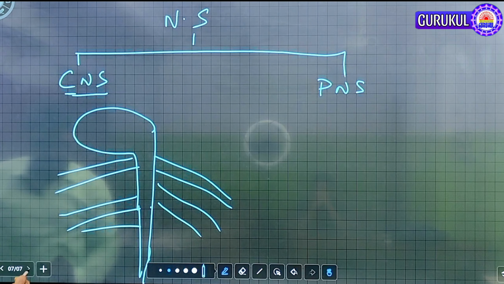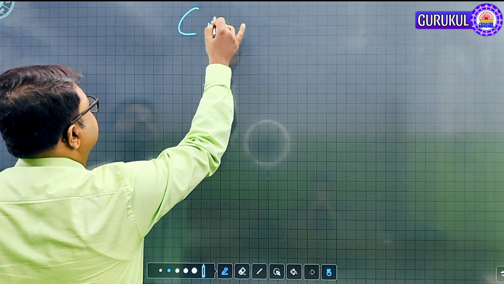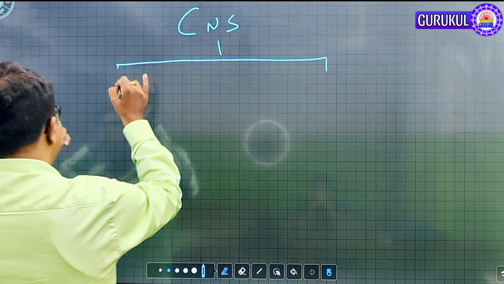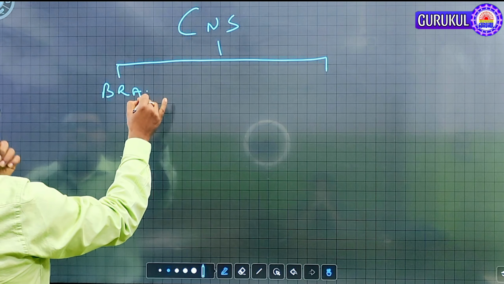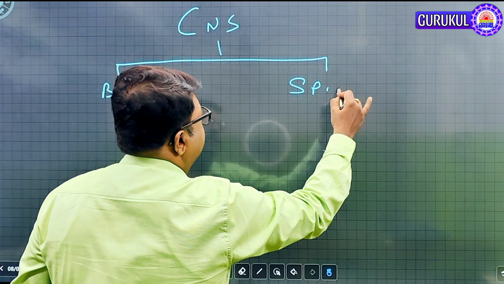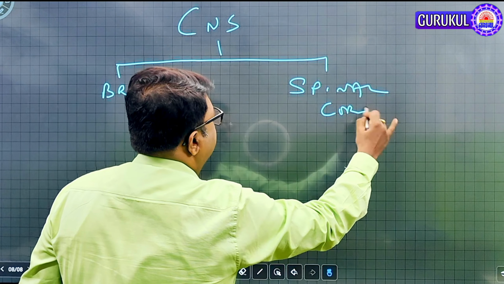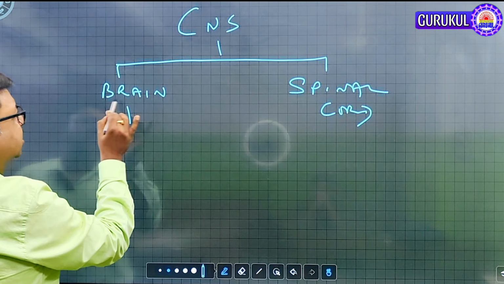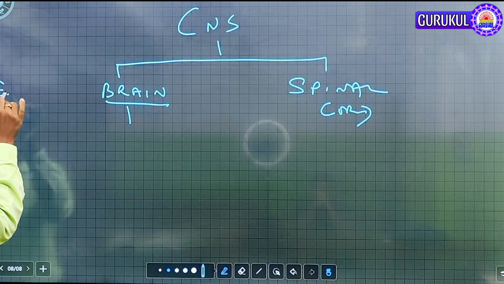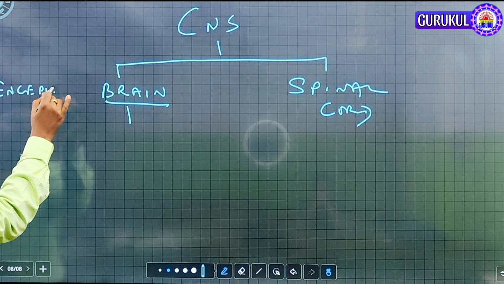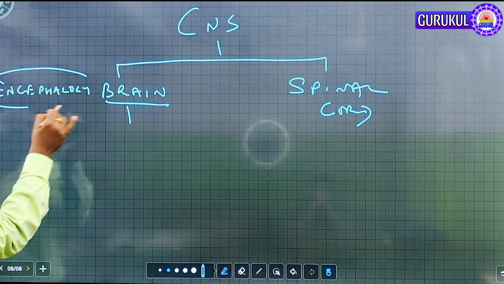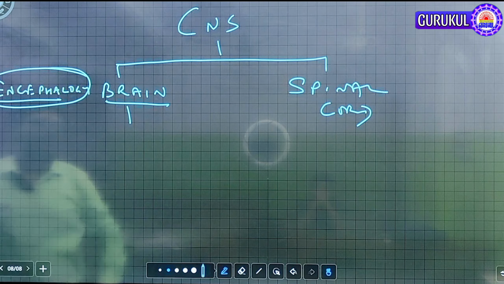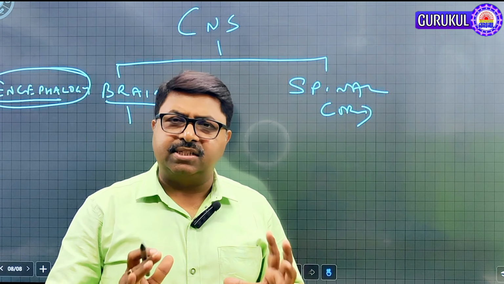Let us start with the central nervous system. Normally we can classify it into two: brain and spinal cord. Now, when we talk about the brain, the study of the brain is called encephalology. It comes from the term encephalon, which means brain.